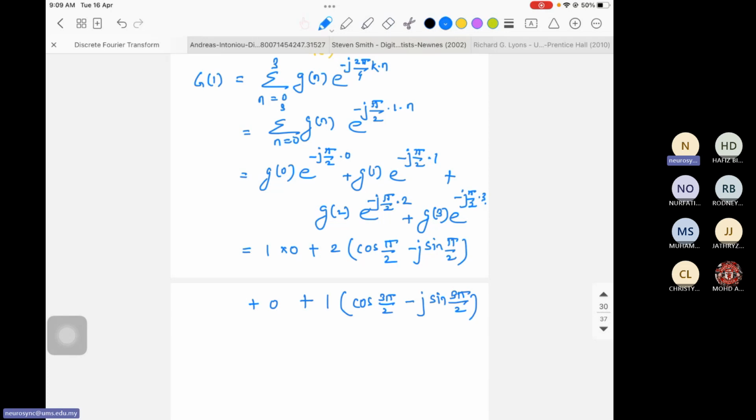Okay, now to calculate this, you need to know these values. What is cos of pi by 2? What is sine of pi by 2? What is cos of 3 pi by 2? What is sine of 3 pi by 2? Okay, so what is cos of pi by 2?